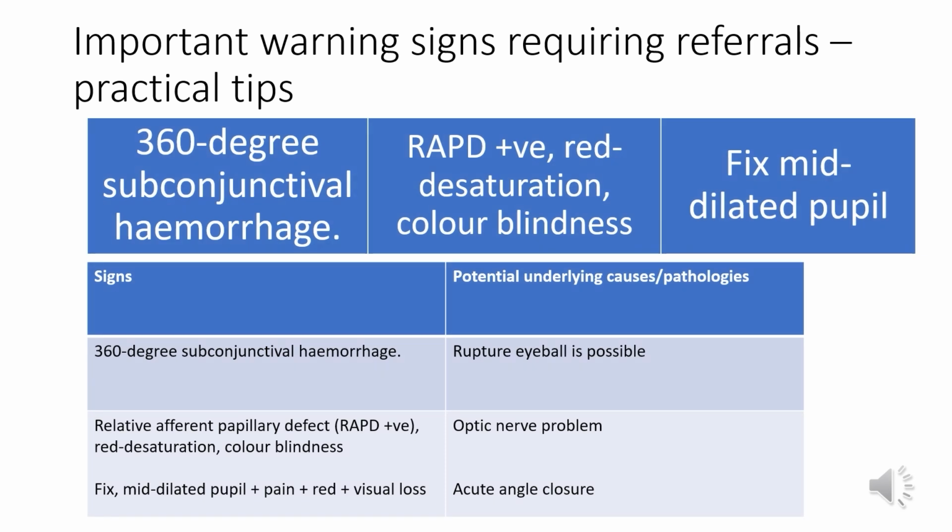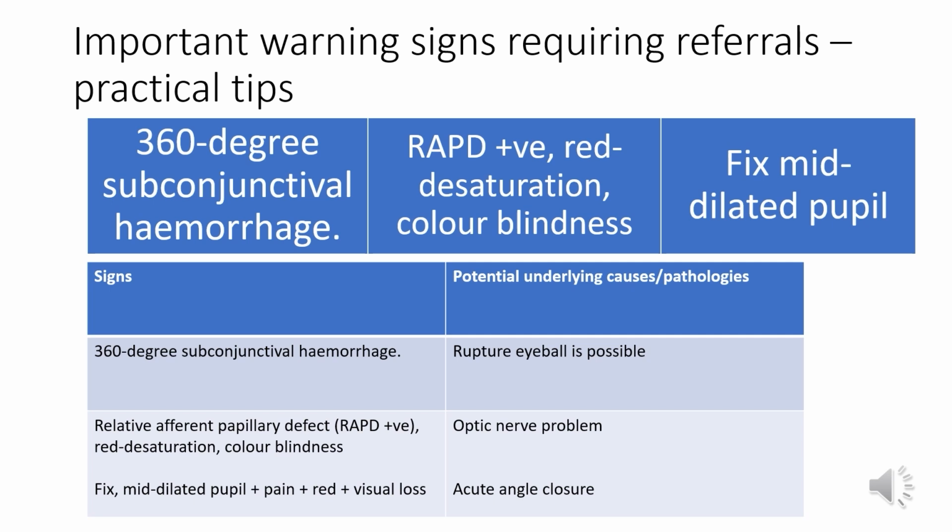A minor and spontaneous subconjunctival hemorrhage is probably alright, but if a patient has a 360-degree subconjunctival hemorrhage, particularly with a history of trauma, then be very careful about a ruptured eyeball. If the eye is tested RAPD positive, that is relative afferent pupillary defect, we will get back to this in the future, or color blindness, red desaturation, then you worry about optic nerve involvement.